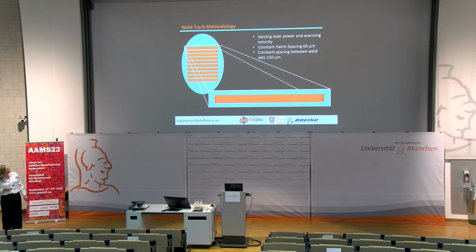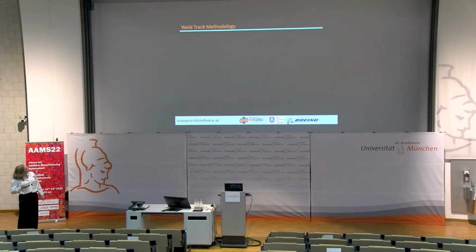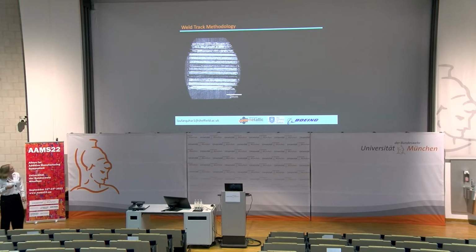So within each weld track set, there's 5 or 6 hatches, and we did a designer experiment much like you would do with a new alloy, but just with weld tracks, and vary the laser power and scanning velocity. So how do I know what I'm seeing in the weld tracks is representative of what I would see if I looked at these alloys by AM?